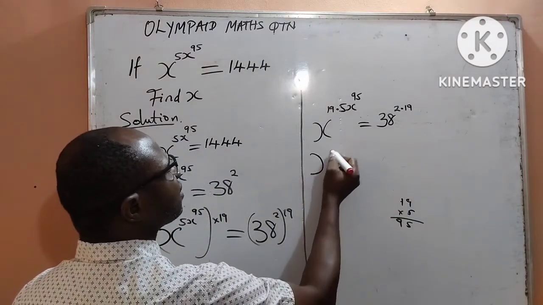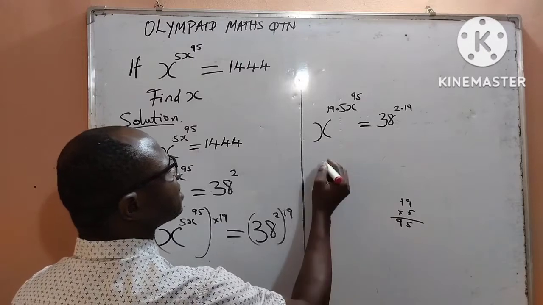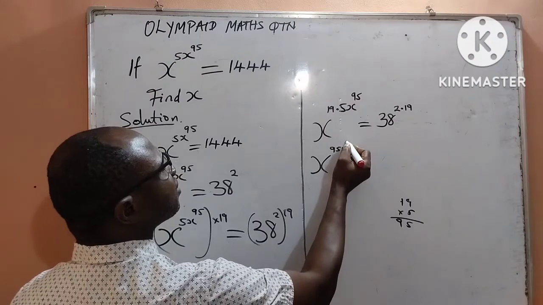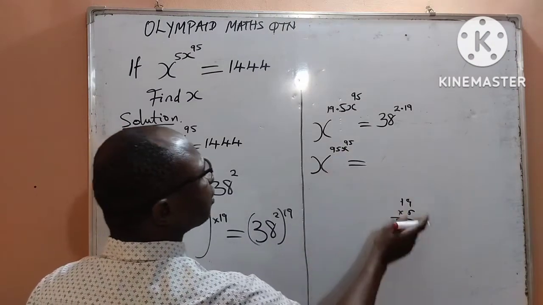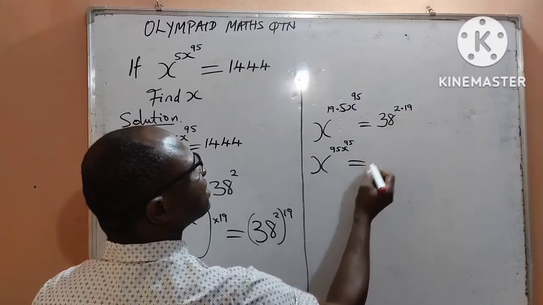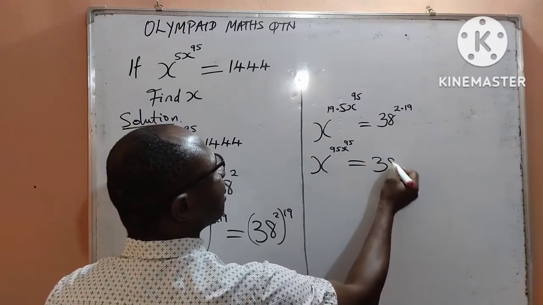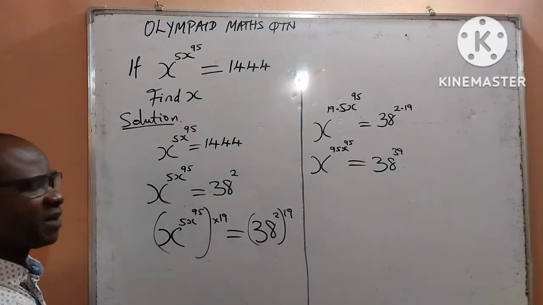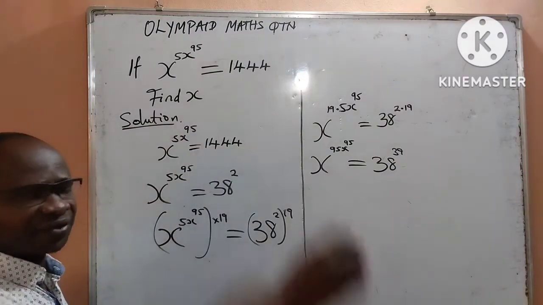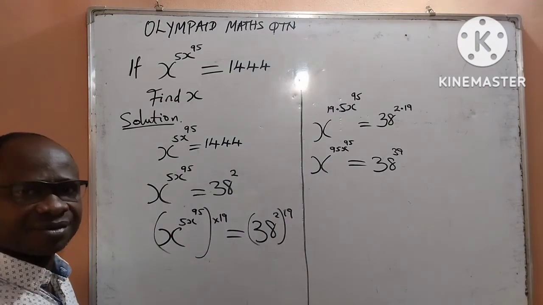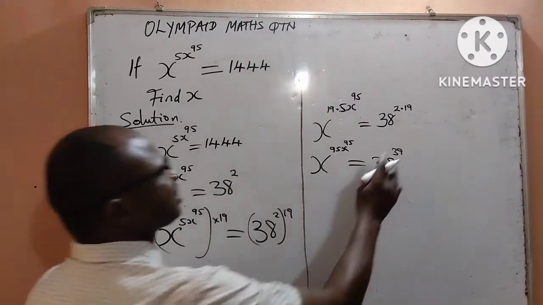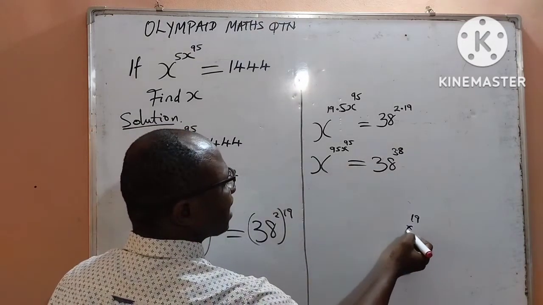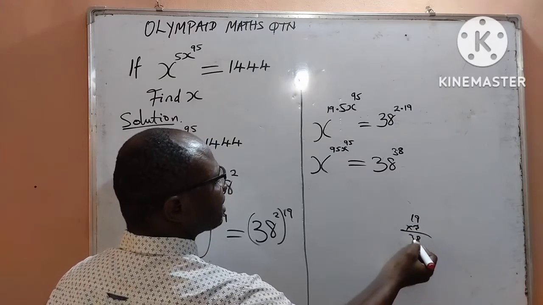So we shall be having from the left x to the power of 95x to the power of 95 equal to 2 multiply 19, which will give us 38 to the power of 38. Can you now see that our problem is almost solved? Very good. Maths is life. Please, this is 38. That is 19 times 2. Okay? Square, that is 38.